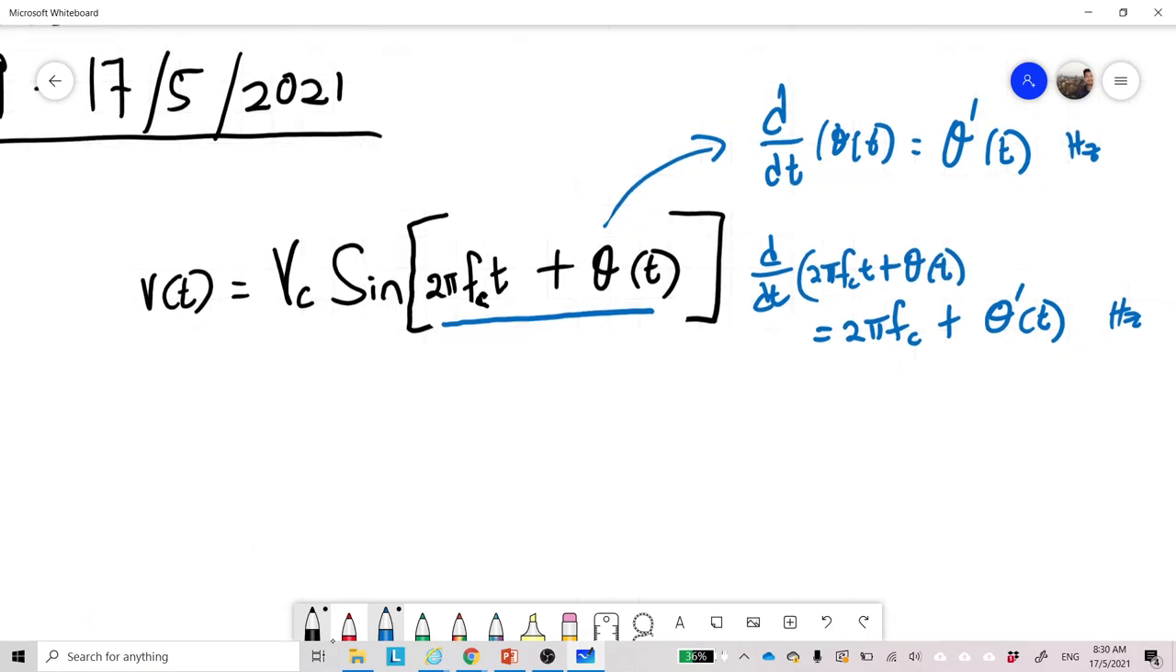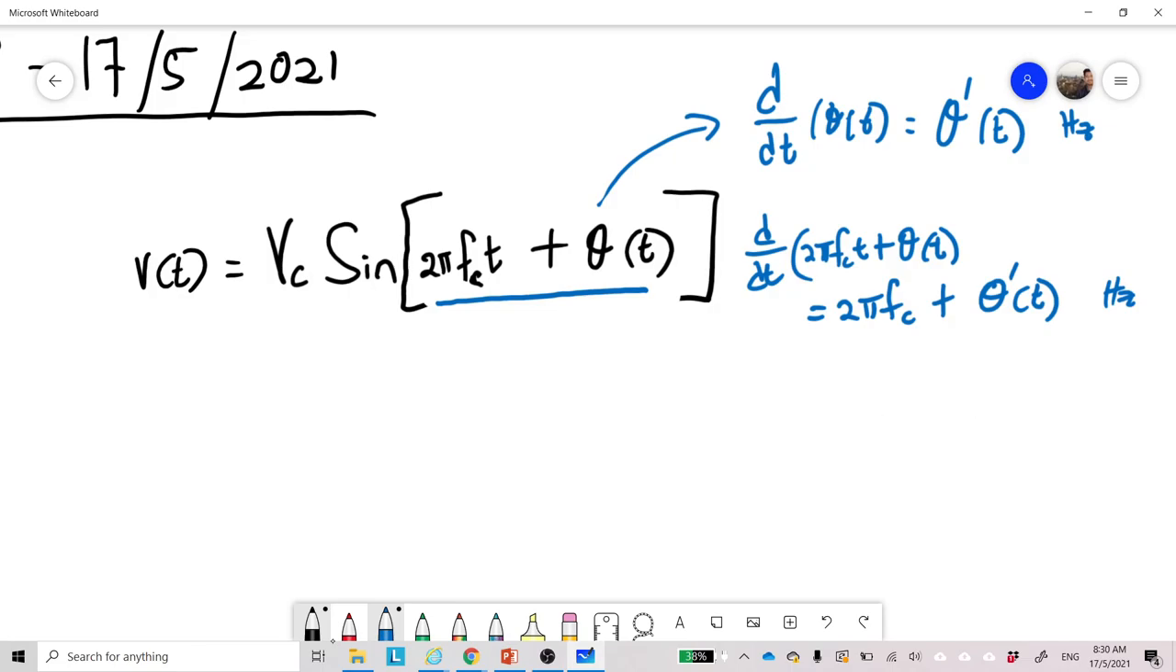And so far we also have learned about the sensitivity parameters. We have KP and also KF. KP is the phase deviation sensitivity parameter, and its unit is radian per volt. KF is the frequency deviation sensitivity parameter, and its unit is radian per second per volt, or hertz per volt.